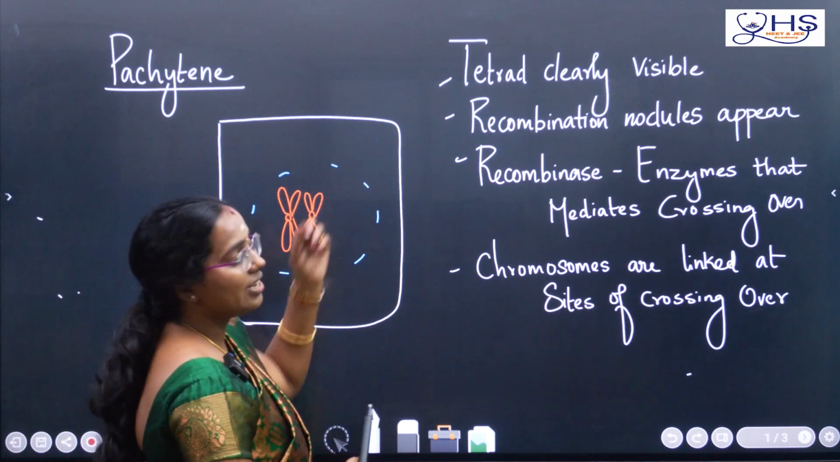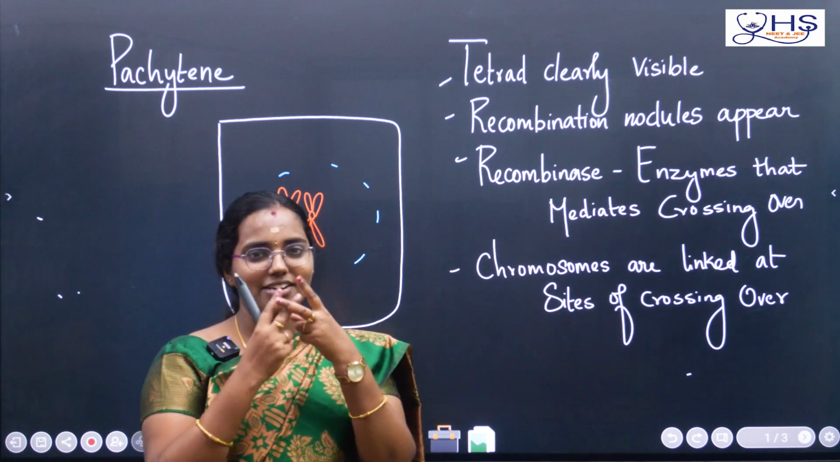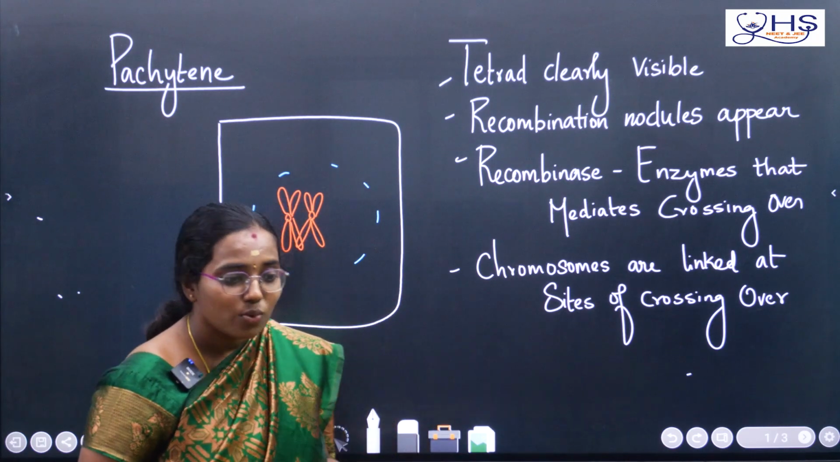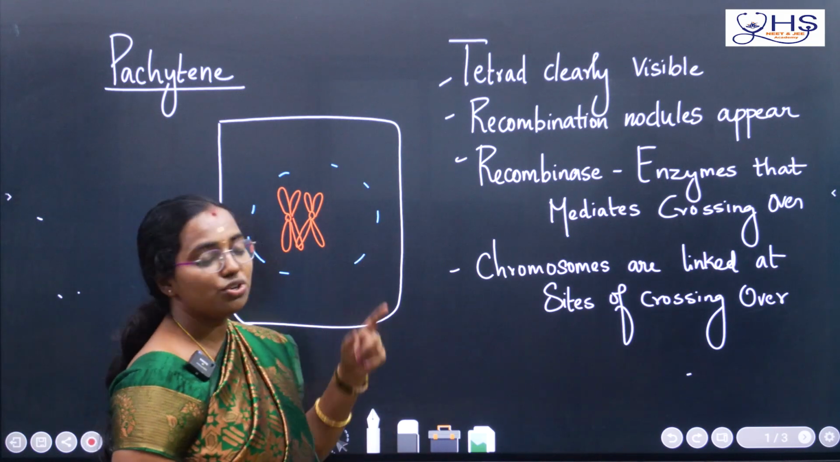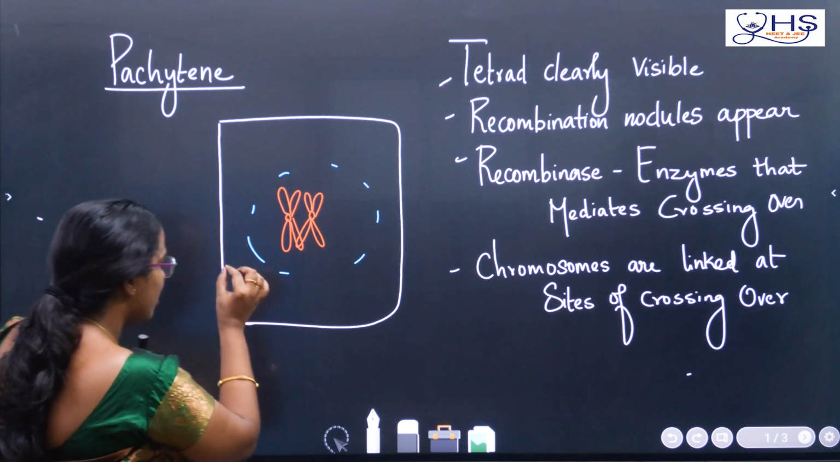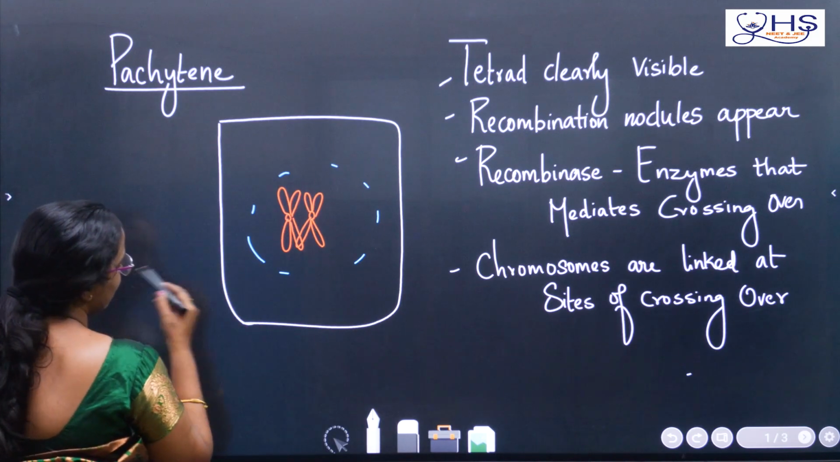So the tetrad is clearly visible, meaning that you can see that they were laughing and talking, okay. That tetrad is clearly visible. And then recombination nodules appear. Recombination nodules means you can see the places where the exchange actually happens.